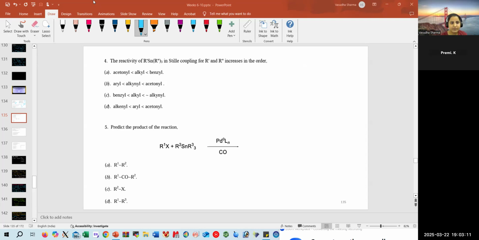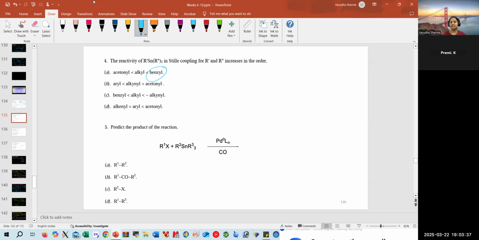Alkaline has high reactivity when compared to... So in case of alkyl, in the Stille reaction, I think alkyl has less reactivity when compared to those. Firstly, you need to identify what are the substrates that can be used in the Stille reaction. So specifically, the maximum reactivity has been seen with the benzyl groups.